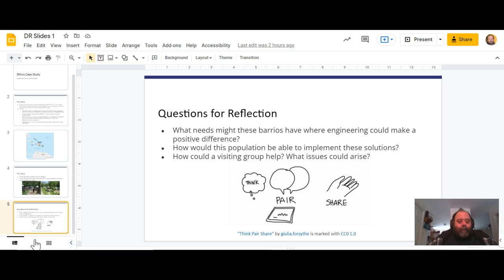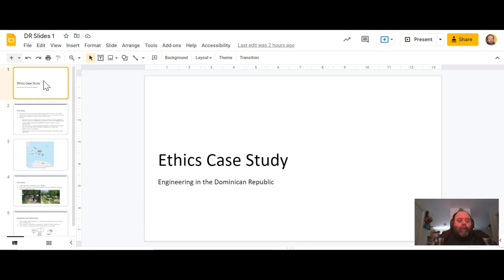Okay, so these are your questions for reflection today. What of these needs could engineering make a difference on? How would the local population be able to implement some of these solutions? And then, how could the visiting group help with implementation, keeping in mind that the visiting group might leave? And what issues could you see arise? All right, so take a look through this entire case study, take your time, write out your answers to the questions at the end, and that's the major work for today.